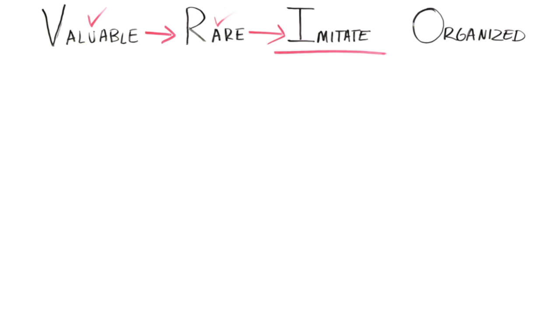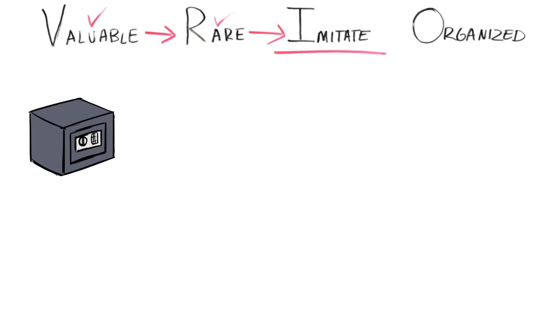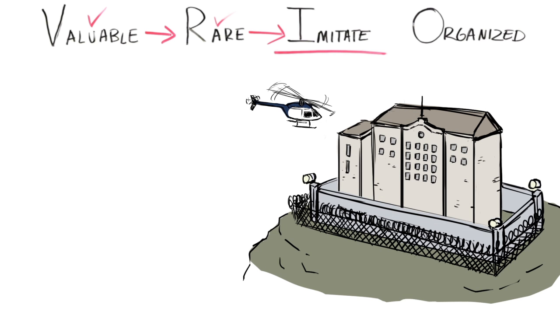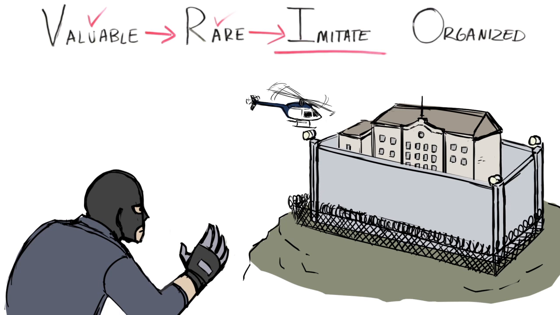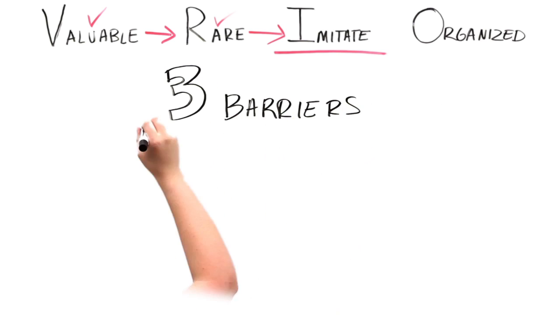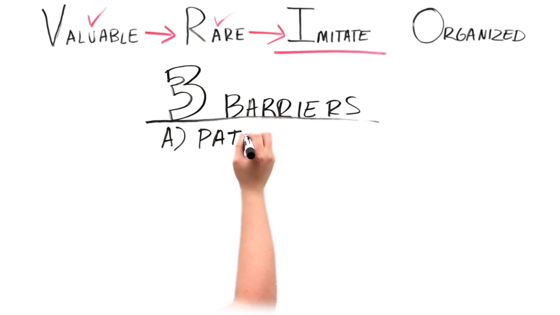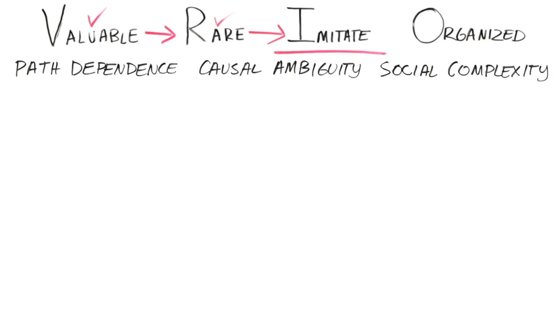To protect valuable and rare resources and capabilities from being imitated, companies may need to erect some barriers that make it costly for competitors to copy them. We might think of these barriers as a wall that keeps competitors out. The higher and stronger the wall, the more difficult it is for competitors to scale it and copy your resources. Let's consider 3 common barriers to imitation: path dependence, causal ambiguity, and social complexity.